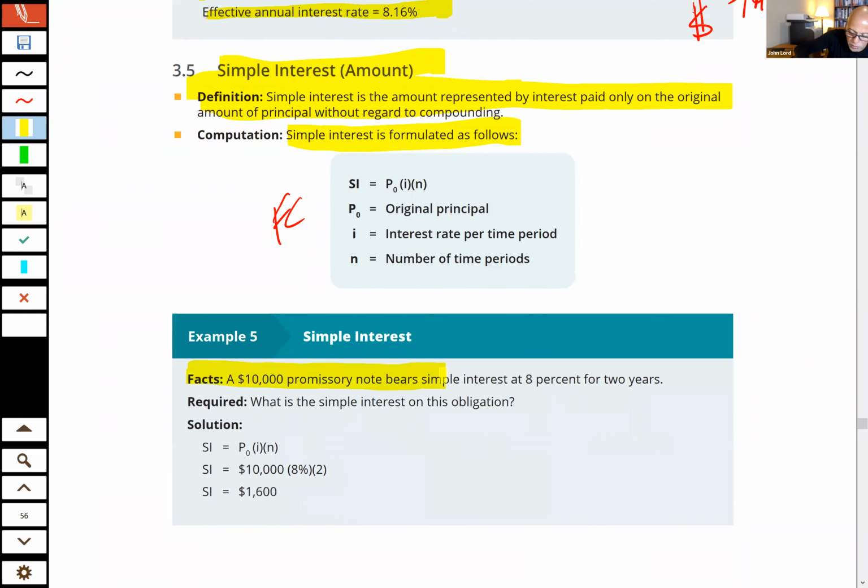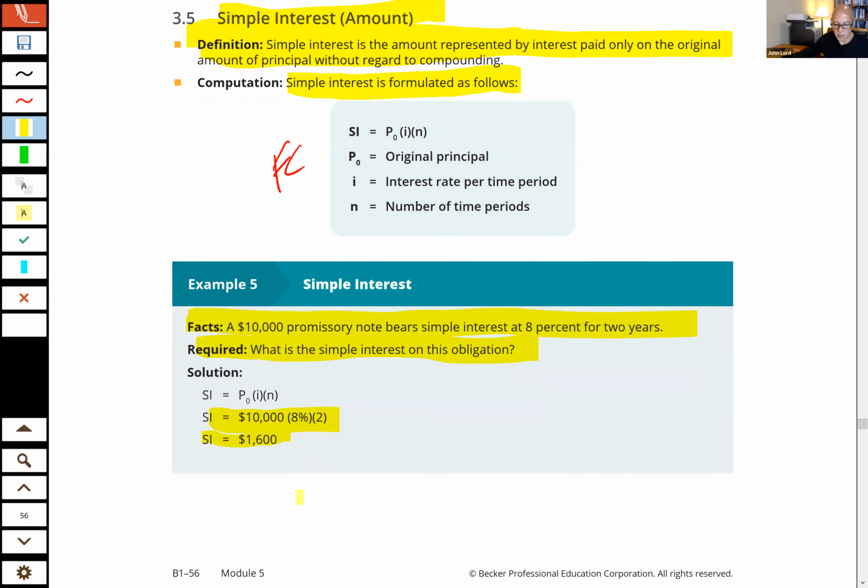Let's look at the example, $10,000 at 8% for 2 years. What is the simple interest? You simply take the 10,000 times 8% times 2 years. That's $800 per year, or $1,600. That's simple interest. Most of the time, the only time you're going to be calculating simple interest is on the CPA exam or in a class or something like that. It's an academic thing. Very rarely is simple interest used to make any kind of business decisions because it's just not very meaningful.